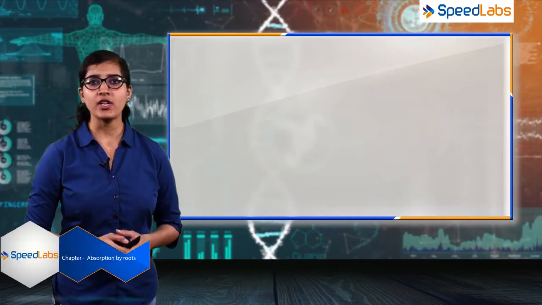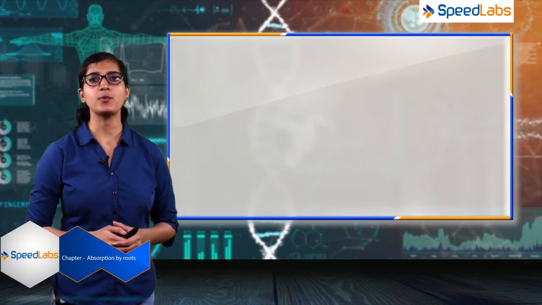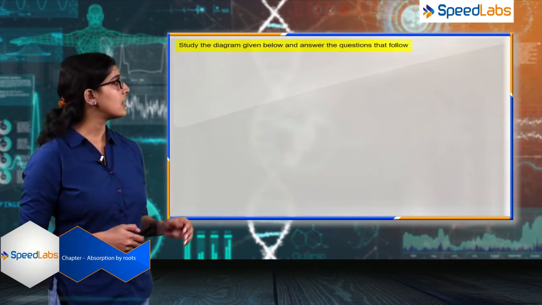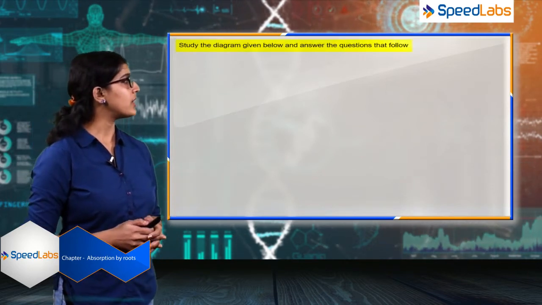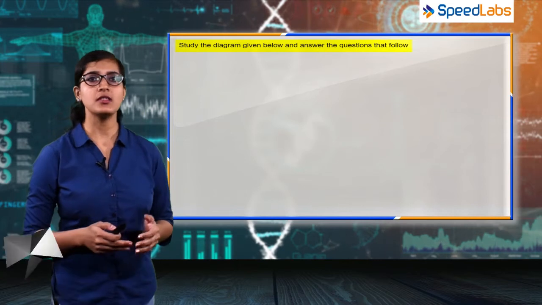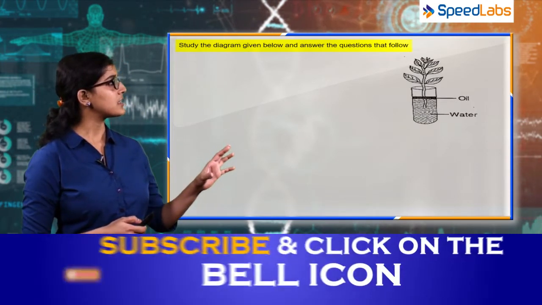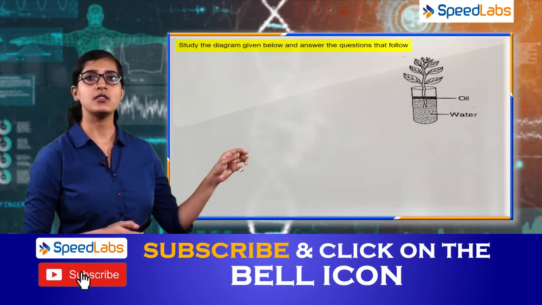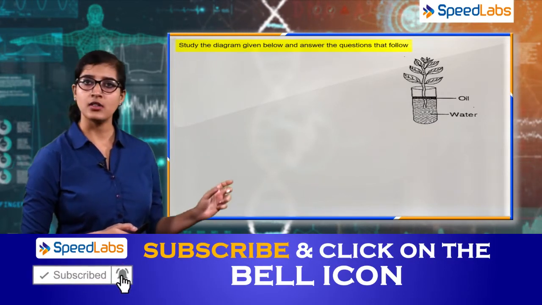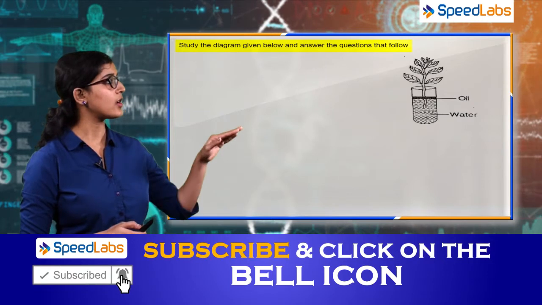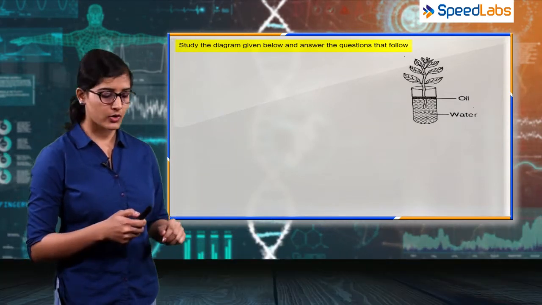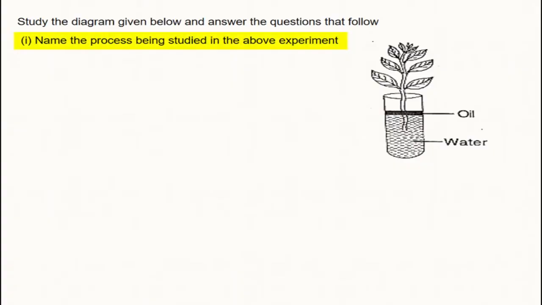The next important question from the chapter Absorption by Root is, study the diagram given below and answer the questions that follow. Now here will be a diagram. You can see that a plant is placed in a vessel containing water and an oil layer is spread over the water. Now the first question is, name the process being studied in the above experiment.